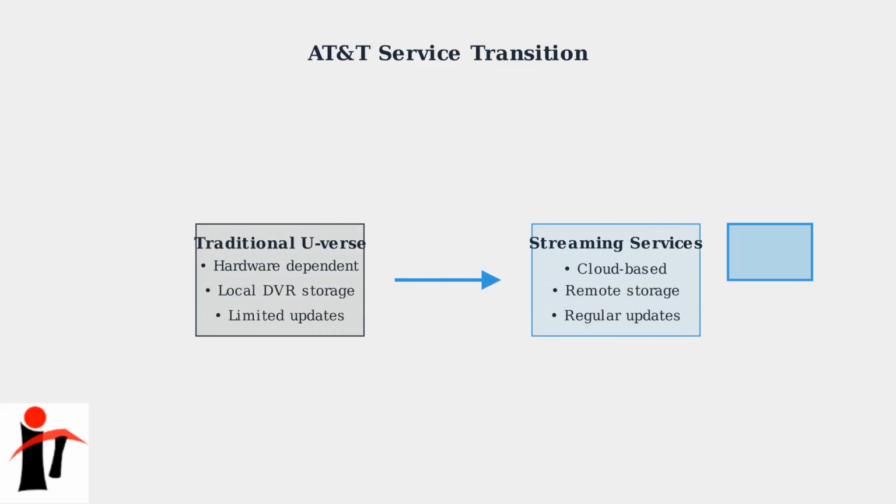However, it's important to understand that AT&T is actively transitioning customers away from traditional Uverse service to newer streaming platforms like AT&T TV and other streaming services. This transition means reduced investment in Uverse hardware updates and support. The company is focusing resources on cloud-based solutions rather than maintaining legacy equipment.